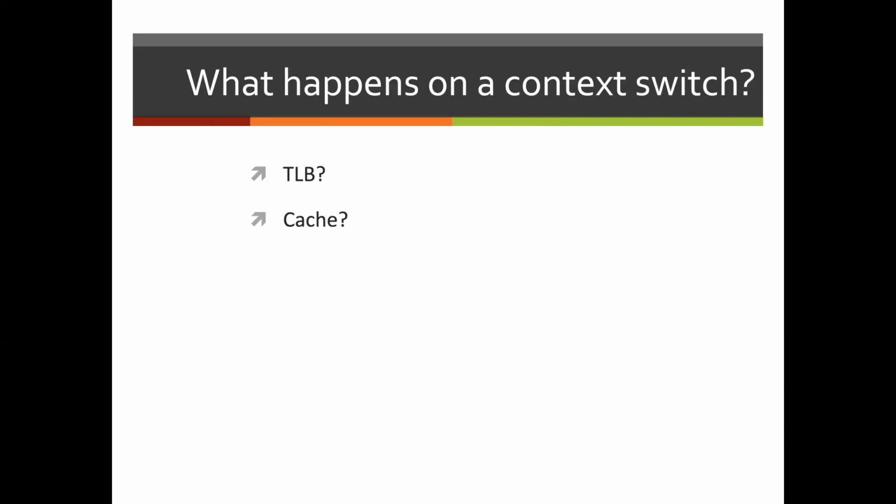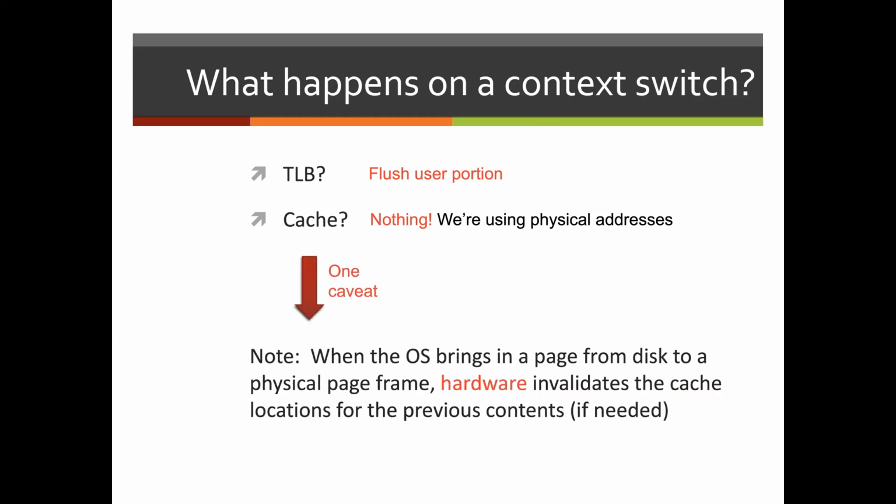So what happens on a context switch? When we have our TLB, we need to flush the user portion of it. With the cache, we don't need to do anything because we're using physical addresses. But one caveat with regard to a context switch is when the OS brings in a page from disk to a physical page frame, hardware will invalidate the cache locations for the previous context.